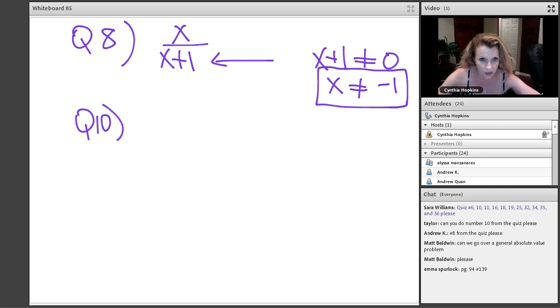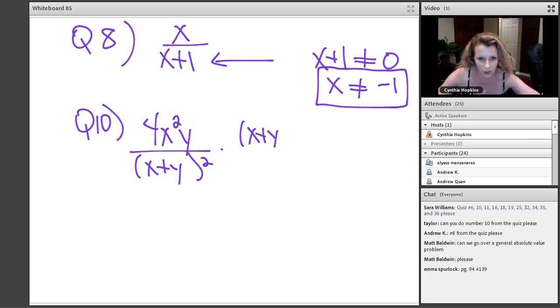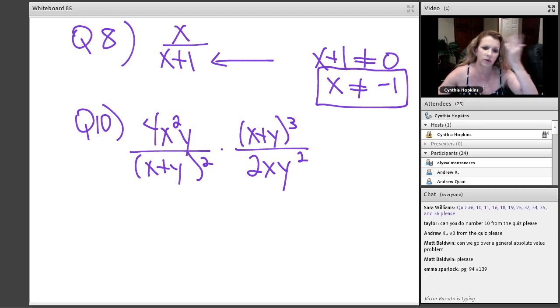Quiz 10. All right, so 4x squared y over x plus y, the quantity squared, and then that's being multiplied by, in the numerator, x plus y, the quantity cubed, and that's over 2xy squared. Okay, I'm going to switch to red and start crossing things out. This is already factored for you. Everything here is factors.